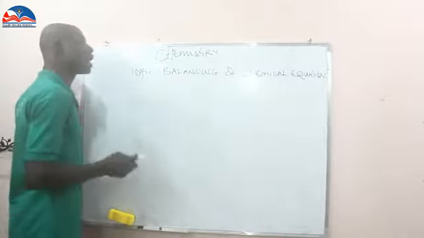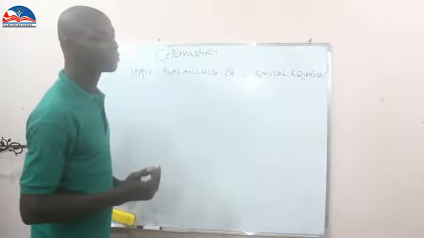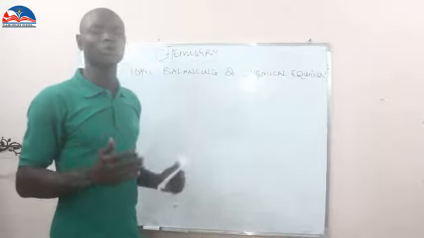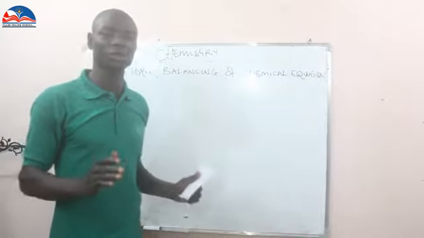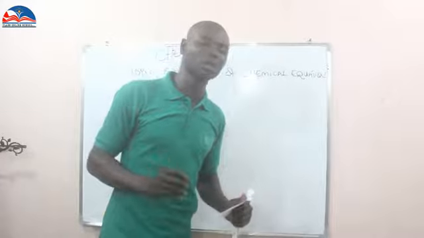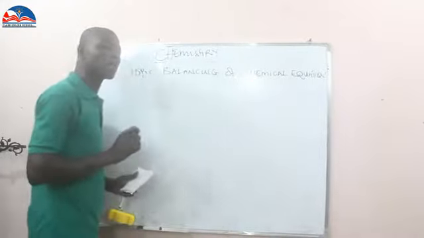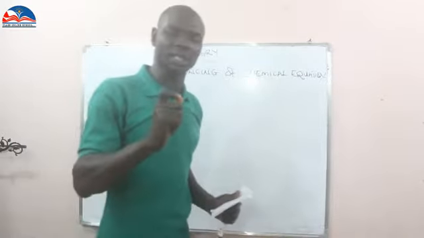Now, because of that, we are going into the balancing of chemical equations. For you to balance chemical equations, there are things that you put into consideration. You can't just balance chemical equations just like that. There are rules you put into consideration. What is the number one rule? Number one rule is that you will not add anything on the subscript.